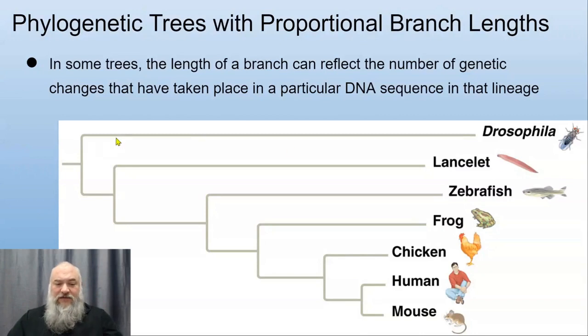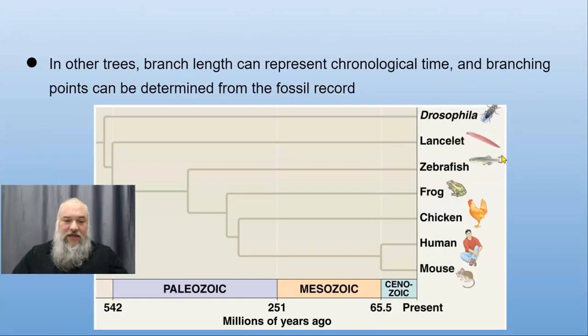Like in this one, these branch lengths represent the number of genetic changes that have taken place in a particular DNA sequence. So you can see here's the common ancestor for this whole clade right back here. And this Drosophila, look how long that line is. It goes all the way out to here. The human and mouse line only goes this far, which means we can infer there have been fewer genetic changes between our common ancestor with the Drosophila and us, and more genetic changes between that common ancestor and the Drosophila, the fruit fly.